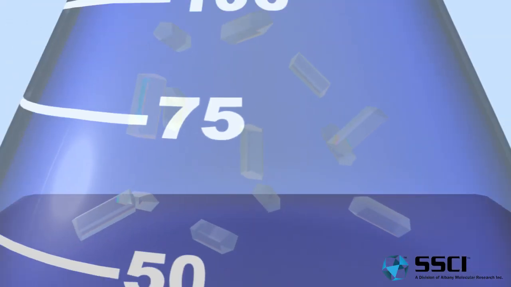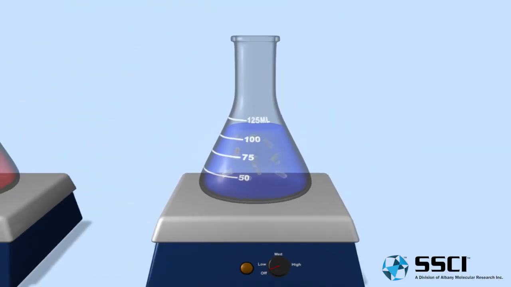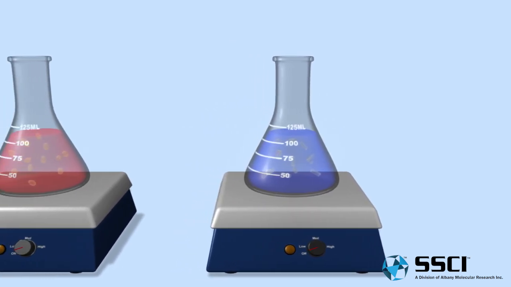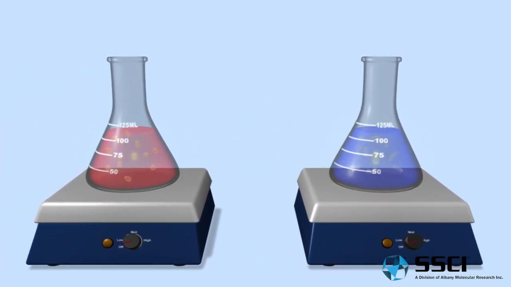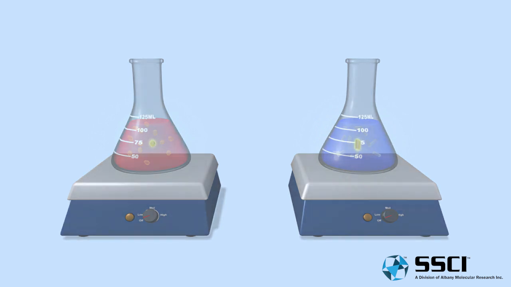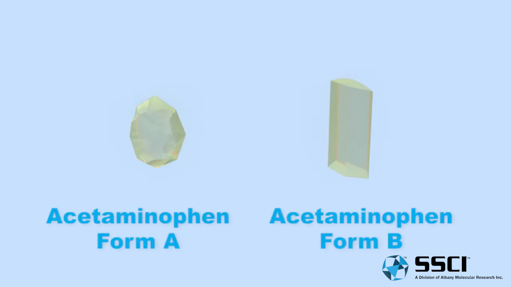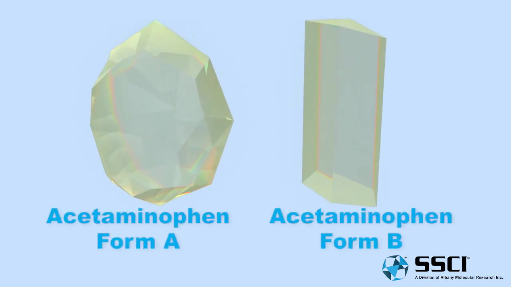Depending on the conditions used to crystallize the materials, the solvent systems, the temperatures, or potentially different impurity profiles, we can generate different polymorphic crystal forms. In this example, acetaminophen form A or form B.